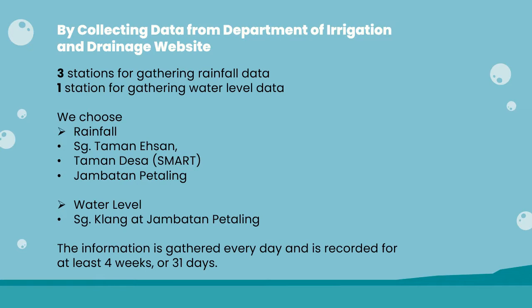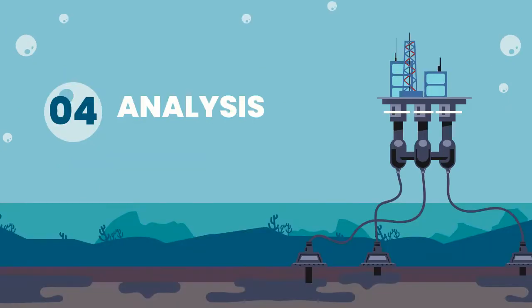Here are the stations that we chose. For rainfall, they are Sungai Taman Ehsan, Taman Desa Smart and Jambatan Petaling. The station for water level is Sungai Klang at Jambatan Petaling. The information is gathered every day and is recorded for at least 4 weeks or 31 days.